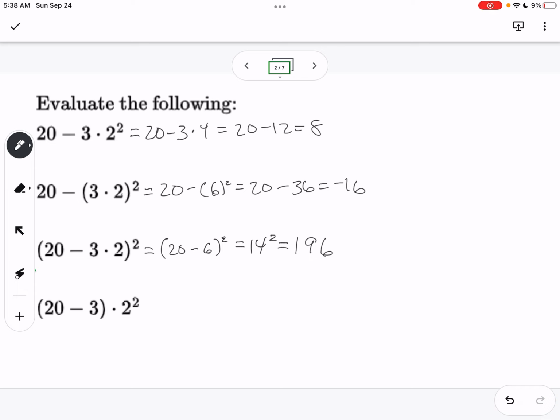And then our final expression, we evaluate parentheses. So we have 17 times 2 squared. We evaluate exponents. So 17 times 4. 17 times 4 is 17 times 2, which is 34, times 2, which is 68.